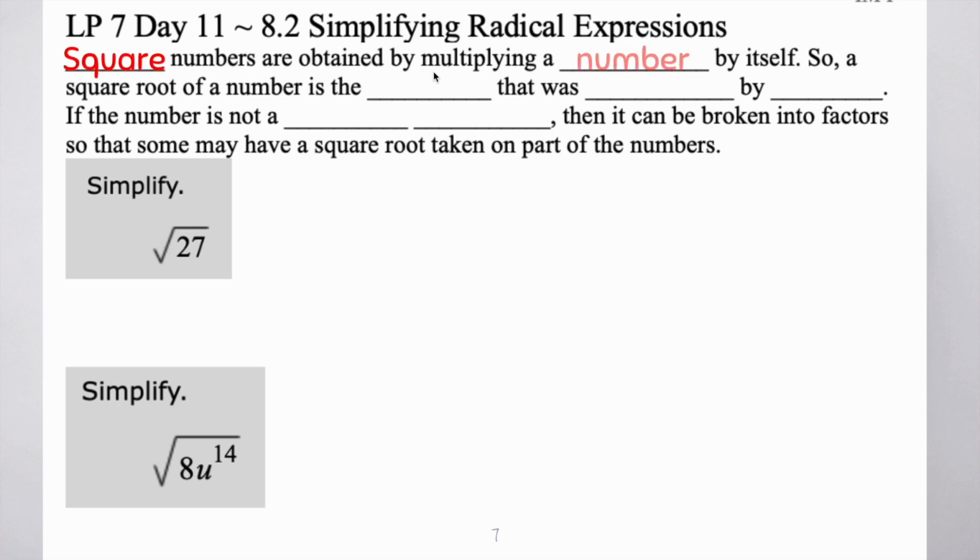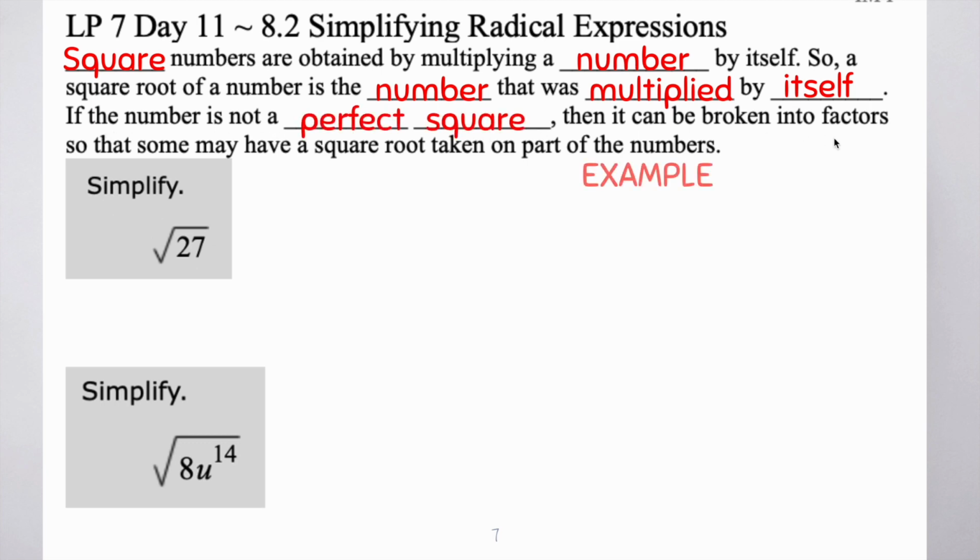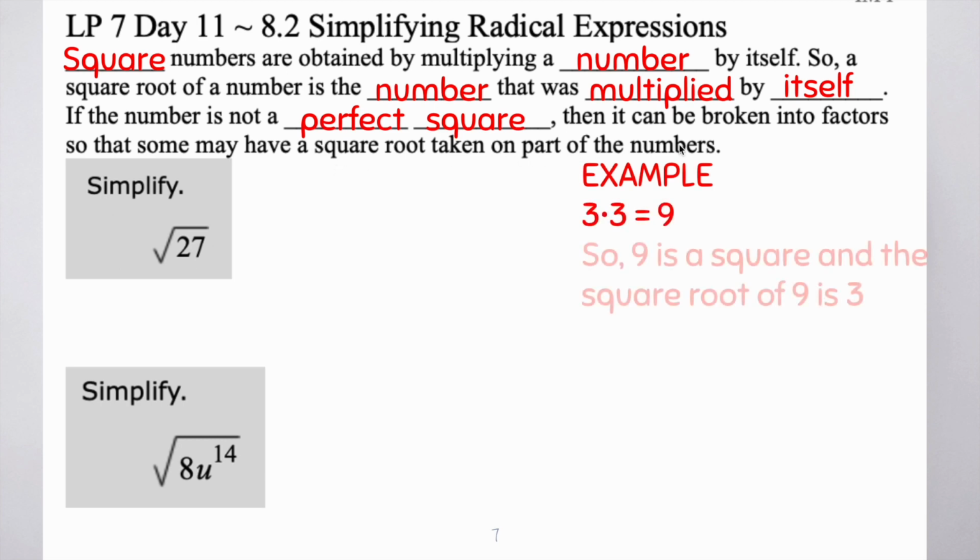Okay, so square numbers are obtained by multiplying a number by itself. So the square root of a number is the number that was multiplied by itself. I know that sounds like a little bit of a riddle. I'll show you what I mean in just a moment. If the number is not a perfect square, then it can be broken into factors so that some may have square roots taken on part of the number, okay?